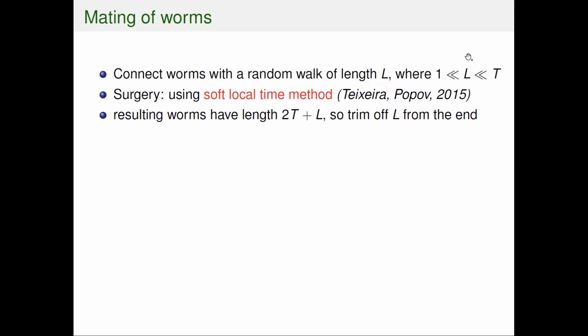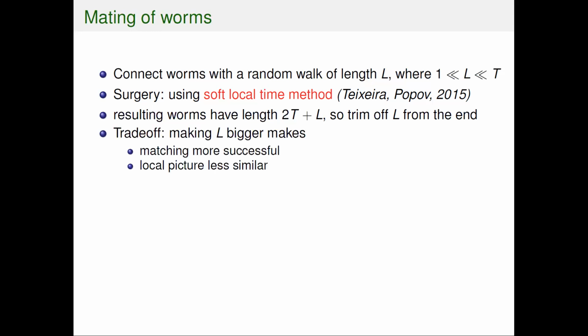Nevertheless, since I introduced an intermediate elastic band of length L, now I did not obtain what I was shooting for, because now my worms have length 2T plus L, because there is an intermediate random walk. So we have to trim off, we have to cut off a portion of length L from the end. So this is the surgery part, but even intuitively, there is a trade-off.